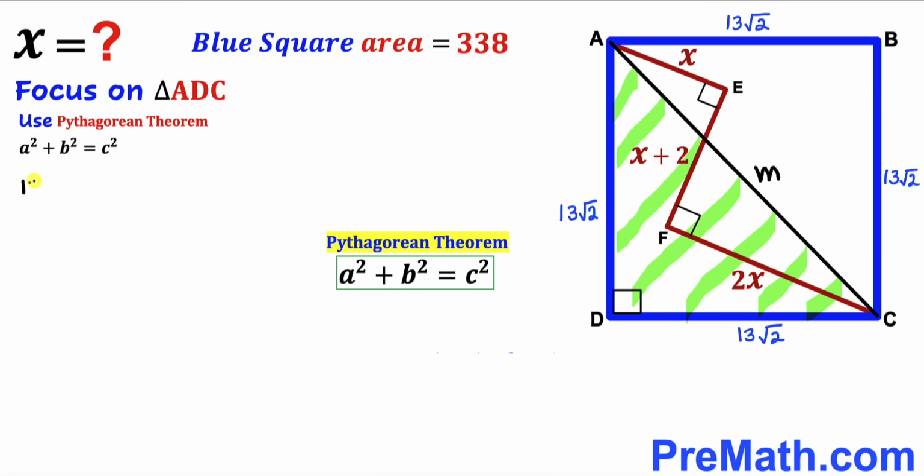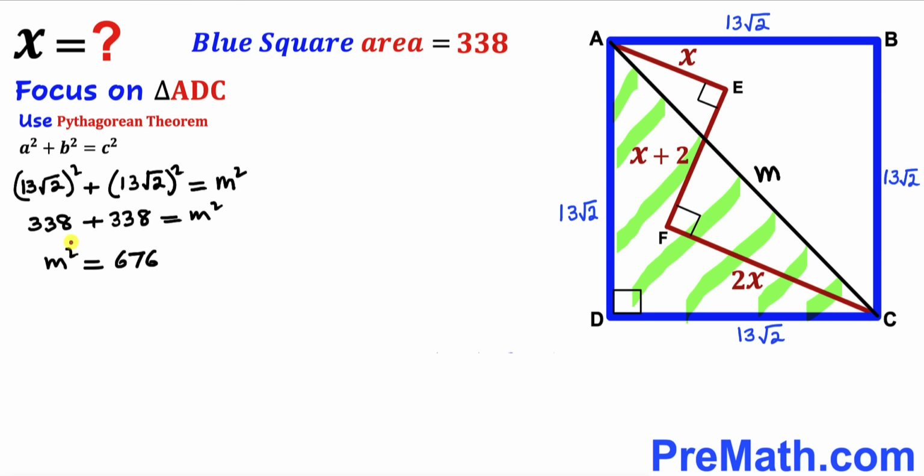So we got 13 times square root 2 whole squared plus likewise 13 times square root of 2 whole squared equal to m squared. And now I am going to undo this square by taking a square root on both sides. So therefore, our lowercase m value simply turns out to be 26 units. So therefore, our lowercase m value turns out to be 26.